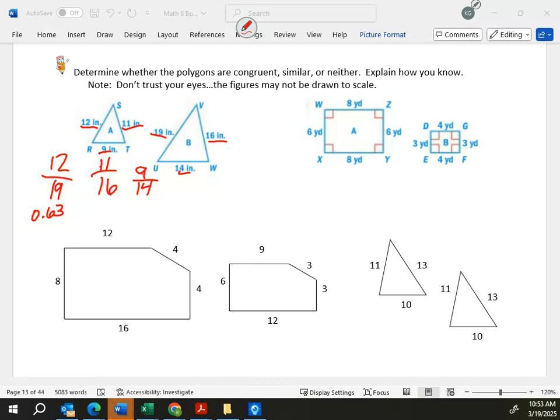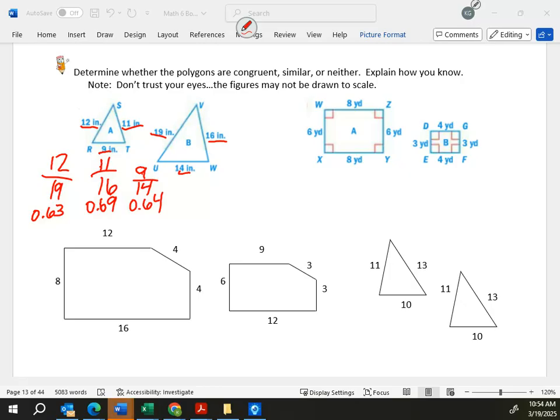What is 11 divided by 16? Emma? Did you round correctly? 0.69. What is 9 divided by 14? Sophie? 0.64. So, are my polygons congruent?